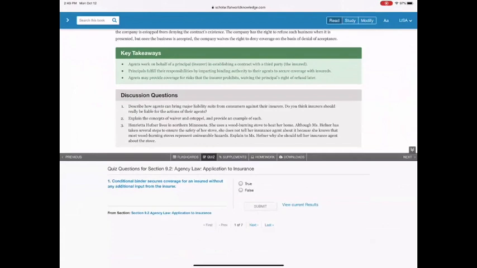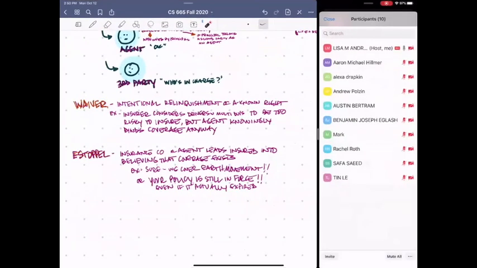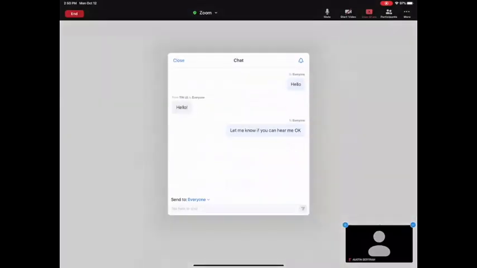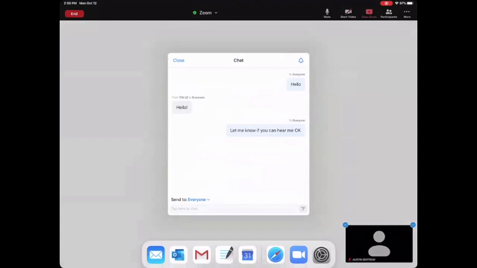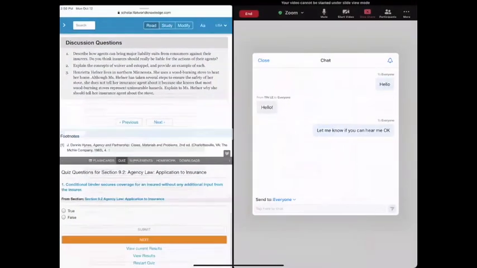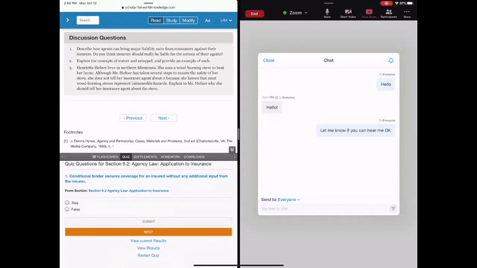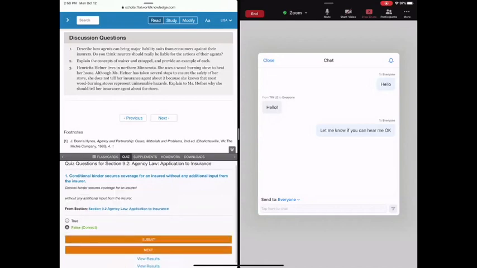Quick quiz. True or false? Conditional binder secures coverage for an insured without any additional input from the insurer. True or false? I'll take chat responses too if you'd rather not take off your microphone. True or false? Conditional binder secures coverage for an insured without any additional input from the insurer. Exactly. Because a conditional binder requires an underwriter to say yes.